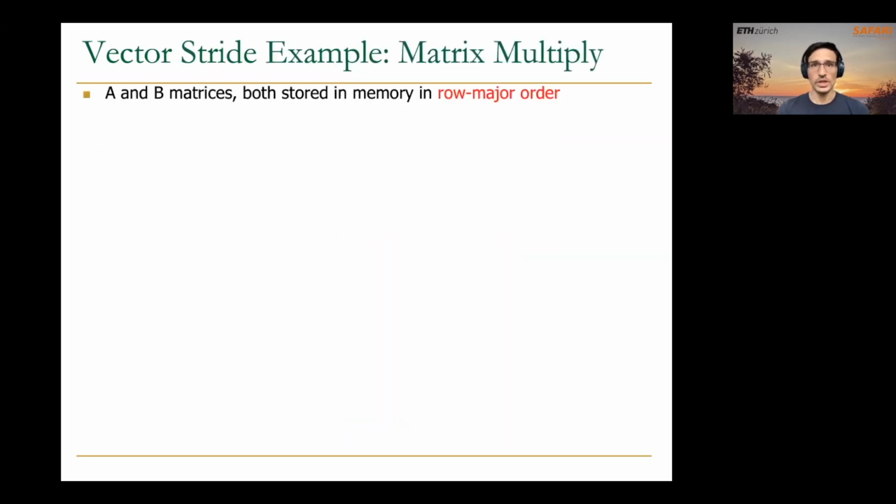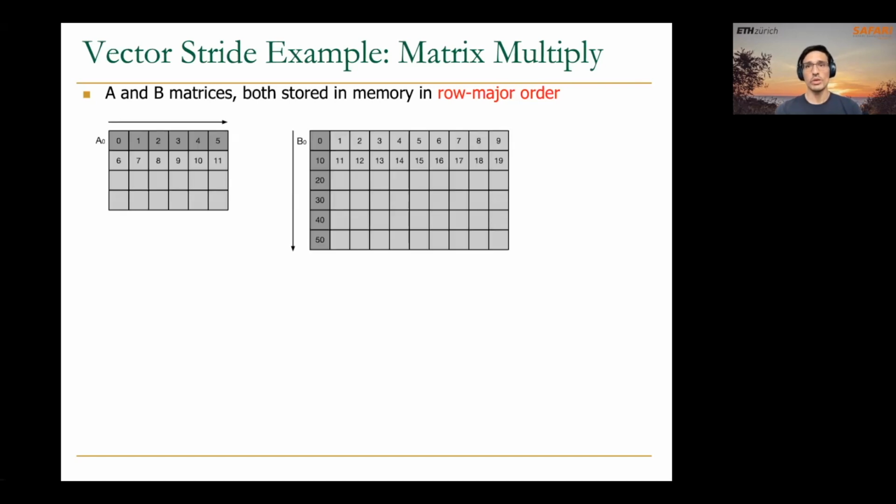As an example of this, we have matrix multiplication. In matrix multiplication, we have 2 input matrices, A and B. We assume that both are stored in memory in row major order. And as you know, the way of multiplying matrices A and B is by performing the dot product of 1 row from A and 1 column from B.